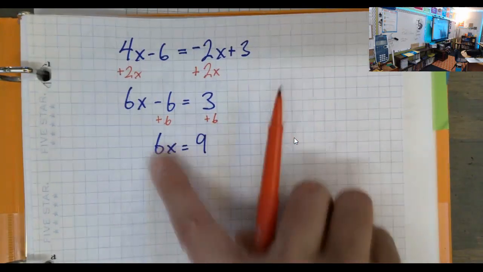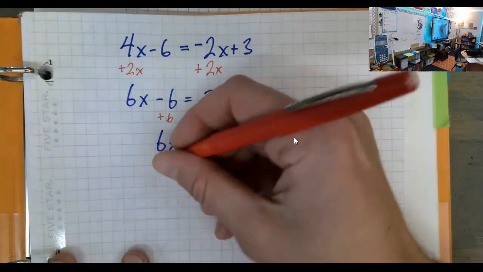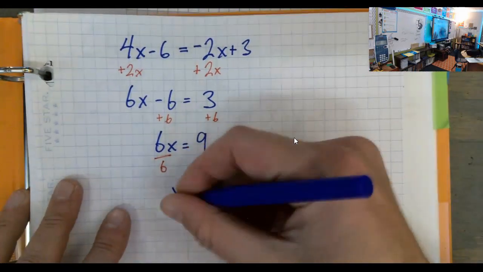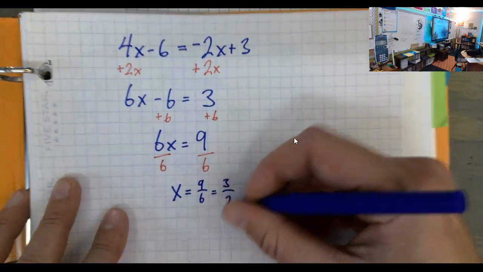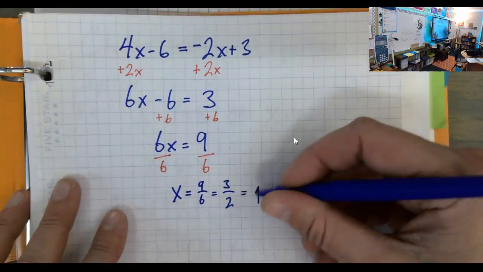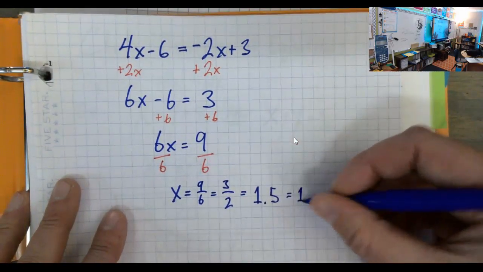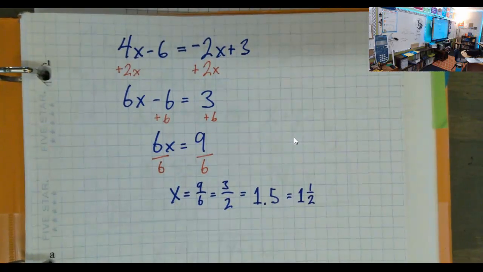Simon, what can I do now? Divide 9 by 6. Really, we're dividing on both sides, right? x equals 9 over 6, which could reduce to 3 over 2. Oh, we know what that is. Whether you like fractions better or decimals better.